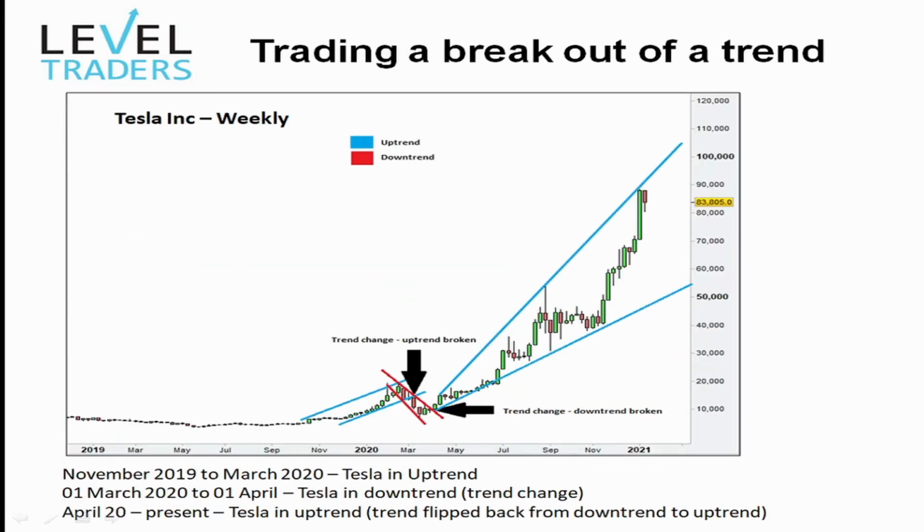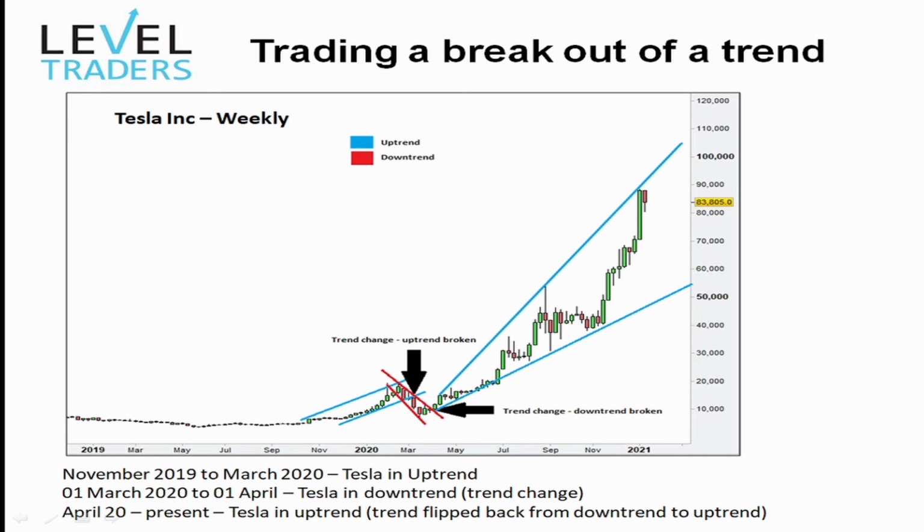So here's an example of what a trend change does look like. So you got one of the best performing stocks of last year, Tesla Inc., one of the favorites for everyone. What you can see here is a weekly chart, and this weekly time frame, what I've drawn out here is the uptrends and the downtrend in red. So you got the uptrend in blue, downtrend in red. And what you can see here is the stock between November 2019 to March 2020. This was in an uptrend. However, end of March, this changed.